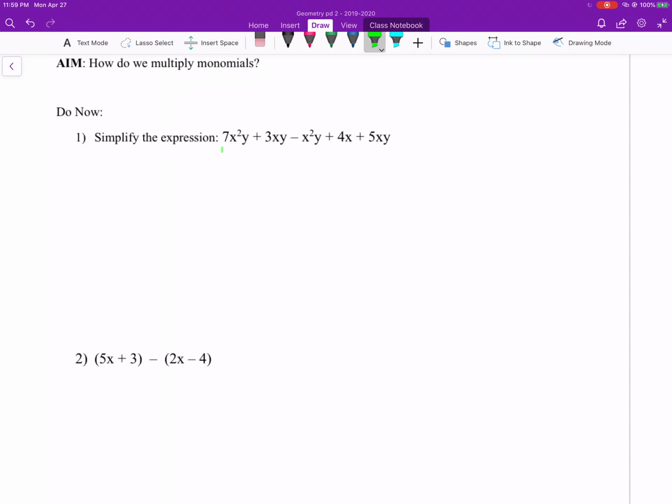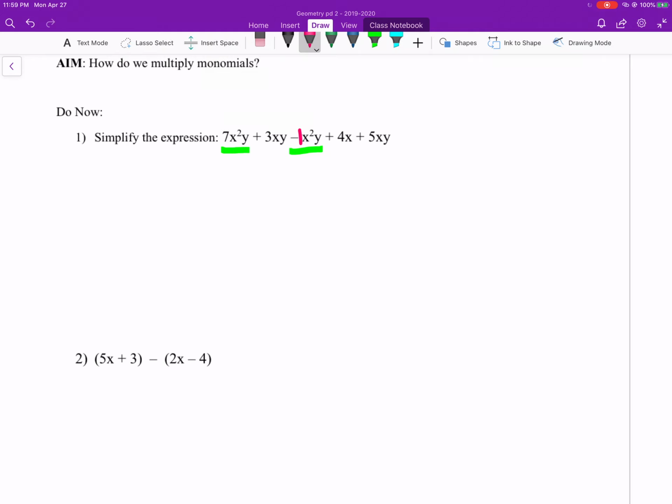So let's look at the first term, 7x squared y. Does that have any like terms? Remember, like terms have to have the same variable or variables and the same exponent. So are there any other terms that have x squared y? And you can see here there's a negative x squared y. Now think about what's in front of that. There's a negative 1x squared y.